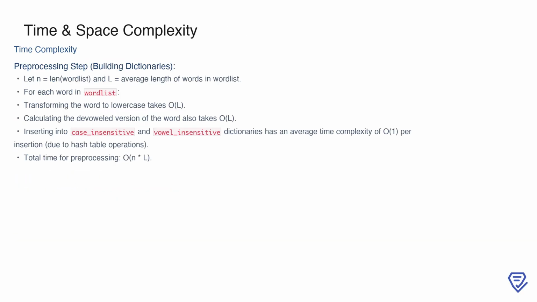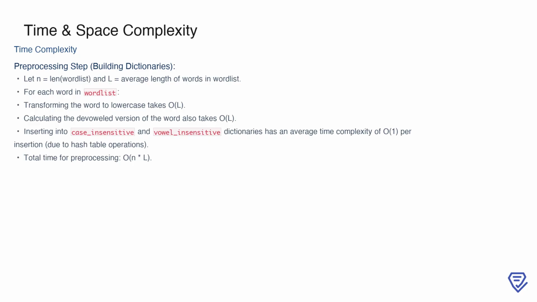Here, we start by discussing the time complexity of the pre-processing step, where we construct the dictionaries needed for efficient query resolution. If n is the number of words in the word list and L is the average length of these words, the operations for each word include converting it to lowercase, which takes O(L), and creating its devoweled version, which also takes O(L).